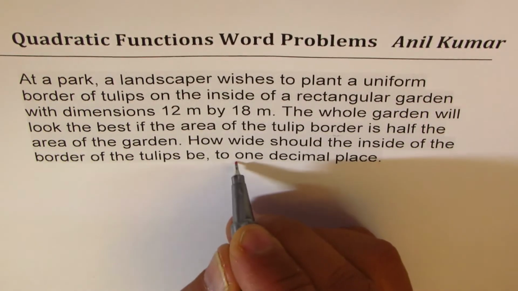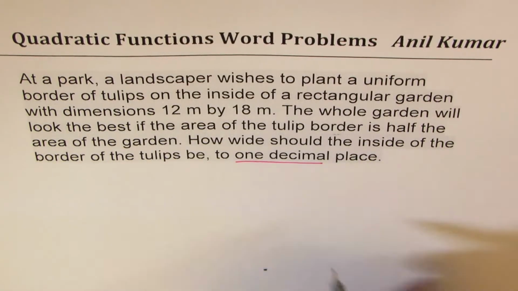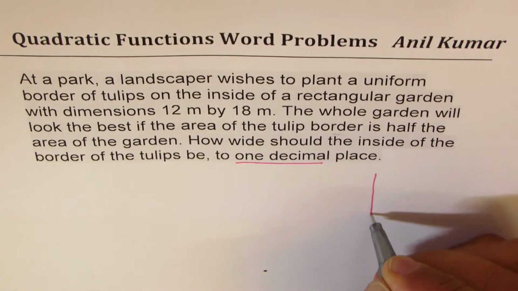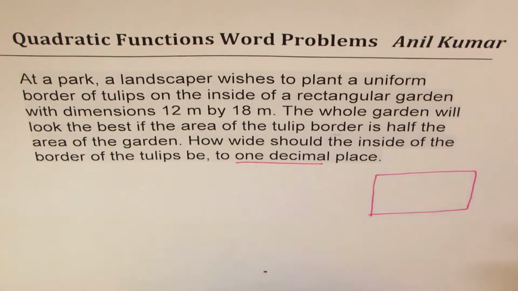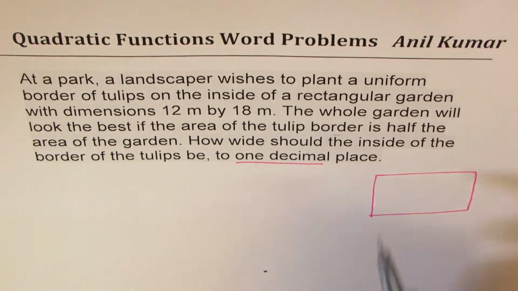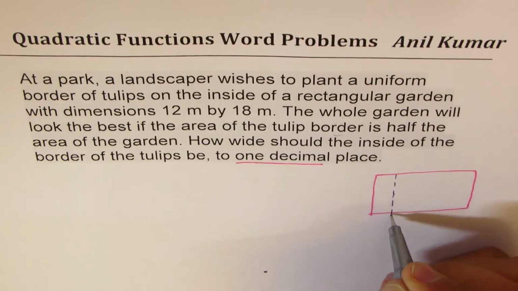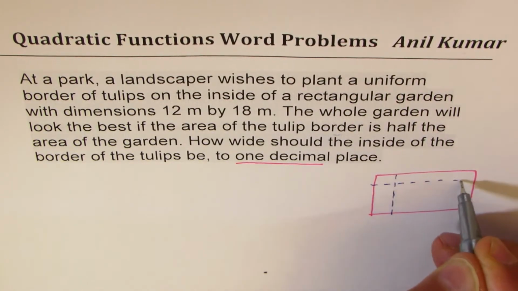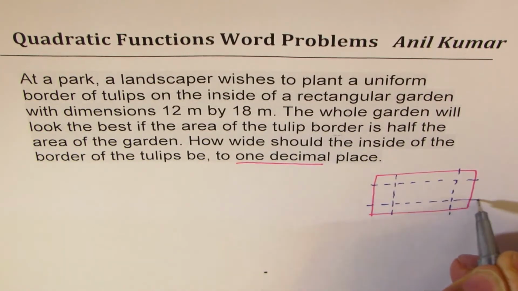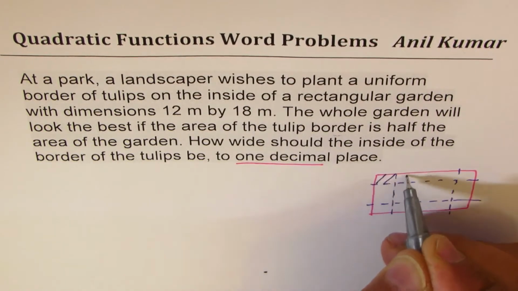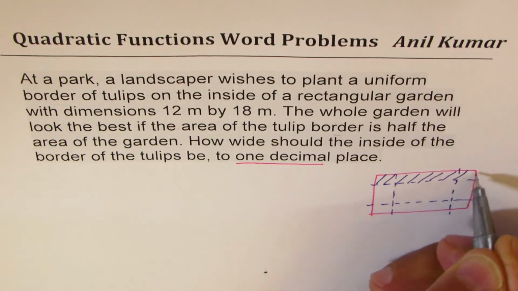So whenever it is like decimal places, we have to use quadratic formula, right? So let's make a figure here. Let's say that's the garden. And then we'll have a border of tulips. Uniform border, same all sides. So that is the border, right? So that's the tulips.